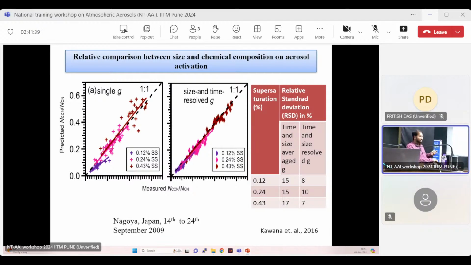Okay, so it doesn't mean that only the size of the aerosol particle matters. In addition to the size of the aerosol particles, your hygroscopicity or the growth factors also matter in an equal way. Okay.